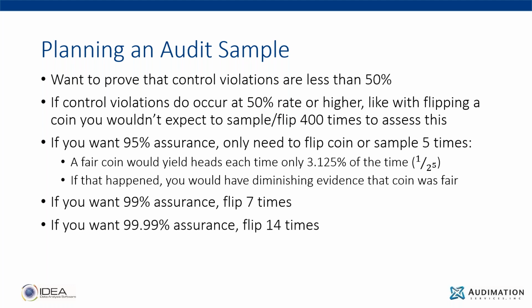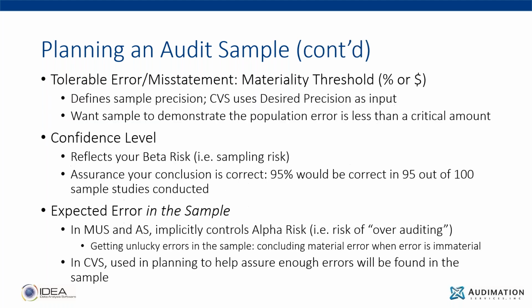there would be less than 1% chance that a coin that was fair, with a 50% control violation rate, would actually give you no control violations if you were to sample 7 items. Furthermore, if you wanted 99.99% assurance, you could flip the coin 14 times. If you were a betting person and after 14 times the coin gave you heads every time, and you wanted to continue to bet on tails, you might have a gambling problem at that point, because you have a very, very unlikely chance that it's truly 50%.